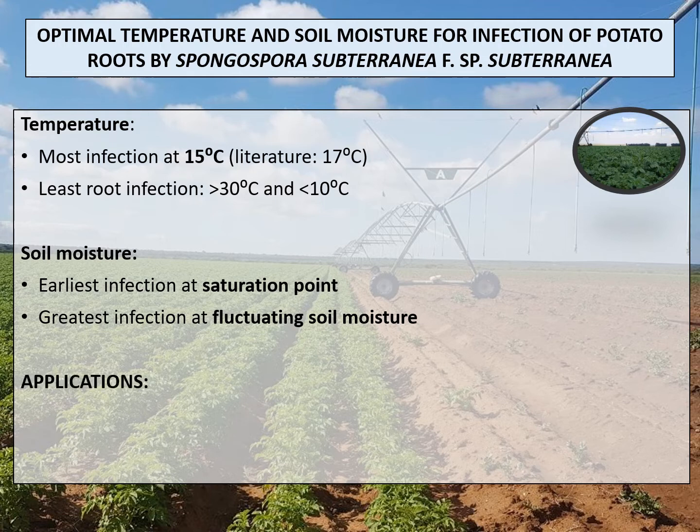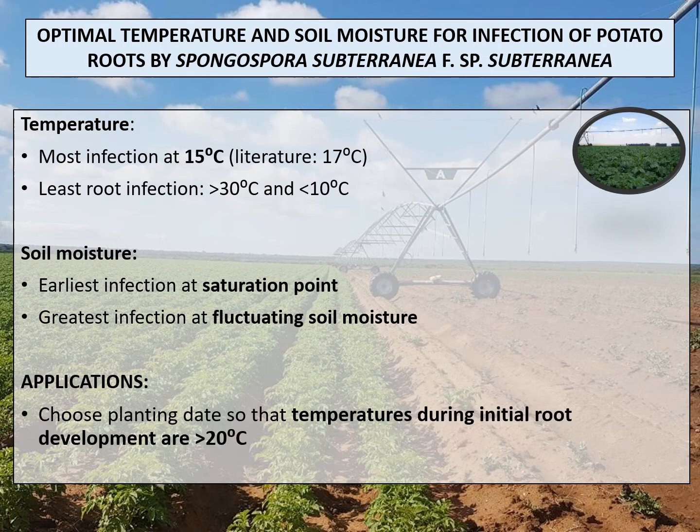So what are the applications of these findings? Well, firstly, one should choose a planting date such that the temperatures during initial root development are greater than 20 degrees, because this will mean that there's not as much initial root infection. And secondly, irrigation scheduling should be used to avoid fluctuating soil moisture content in the soil.